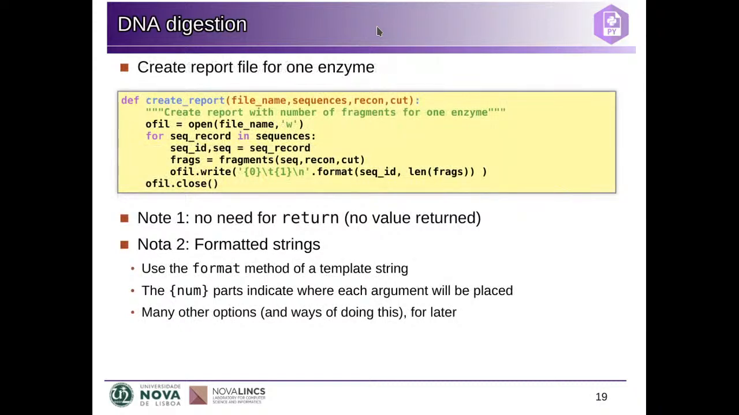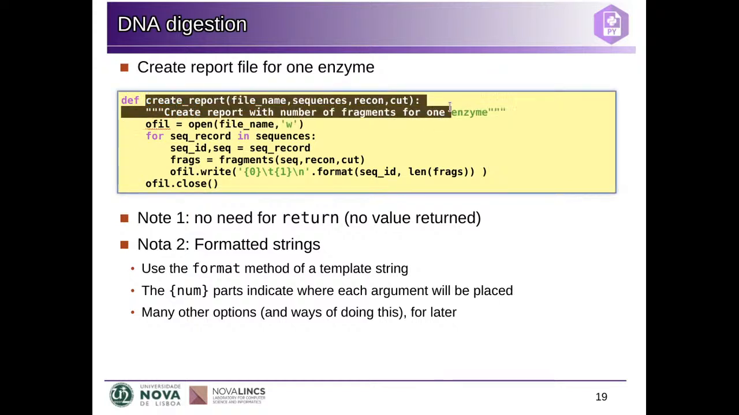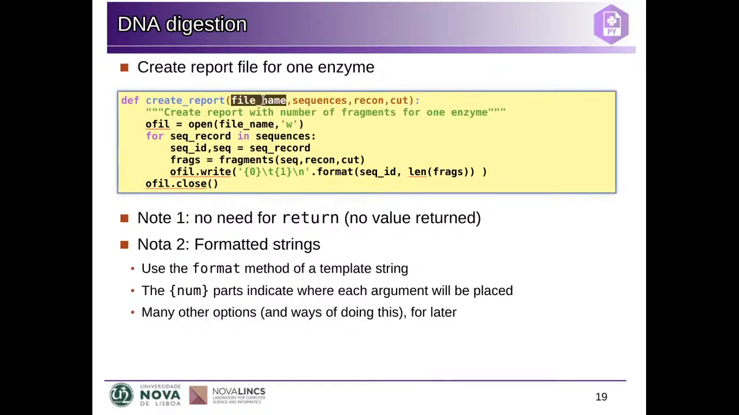Okay, so now we need to use this function to create a report with all the numbers of fragments we have when we cut all the sequences with one enzyme. So this is the create report function. The name of the file is the file we're going to create. So we have this out file here, this object, which is obtained by opening a file with that name for writing. If the file doesn't exist, it will be created. If it exists, then every content will be erased and the file will start at 0.